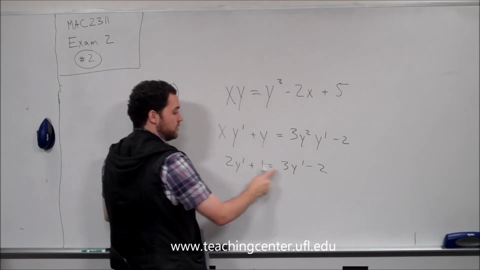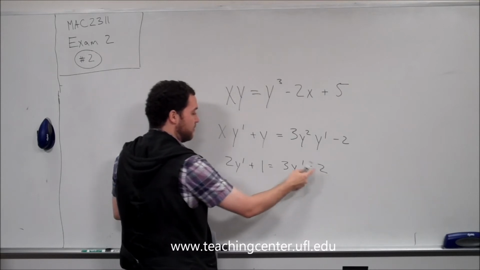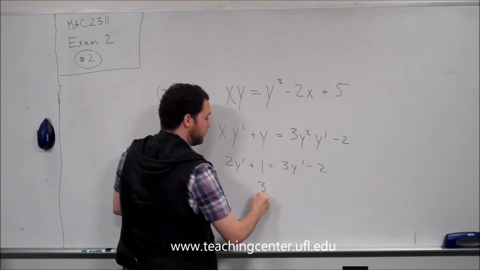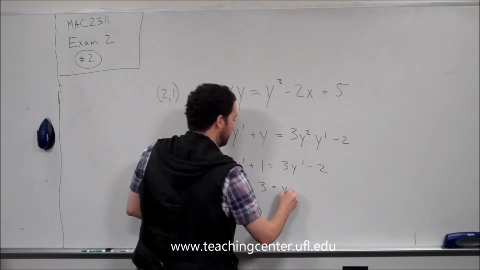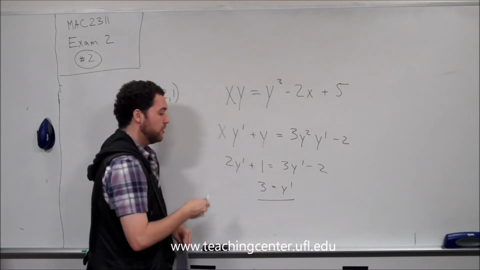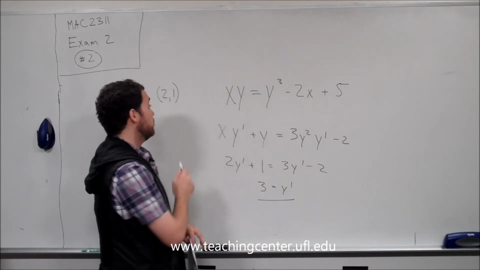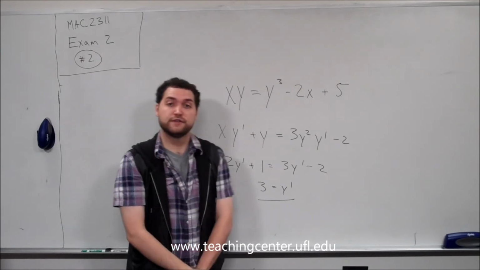So then you can subtract the 2y prime over here and add the 2 over here. So that's going to give you 3 on this side and a y prime on this side. So therefore, your slope must be equal to 3 at the point 2, 1 for the following curve. And that's your final solution.